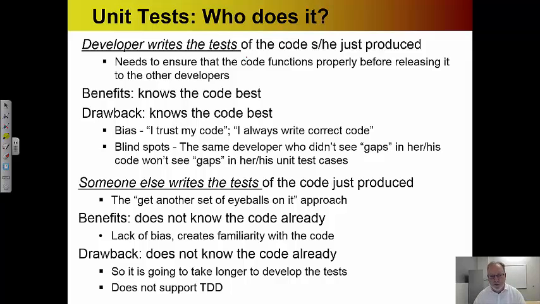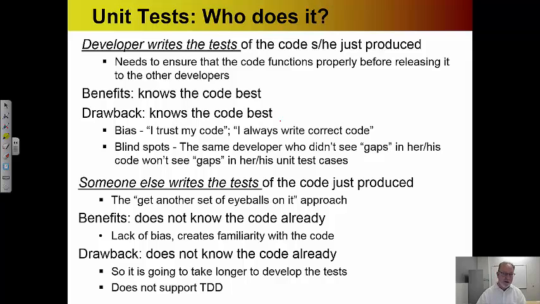Certainly, when we do test-driven development, we're assuming it's the developer him or herself doing it, because it's part of that one-test-at-a-time approach, that red-green-refactor approach we talked about. Another approach, though, is that someone else writes the tests for the code you just produced. And this is the other direction. You have that other set of eyeballs. The benefit is that somebody who doesn't know the code already is not going to have that same bias, is not going to have that lock-in intuition on the design. So there's some benefit.